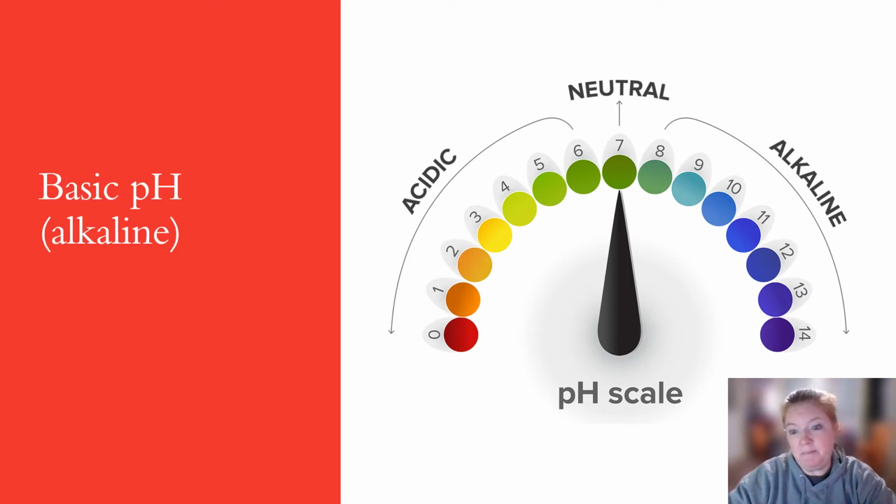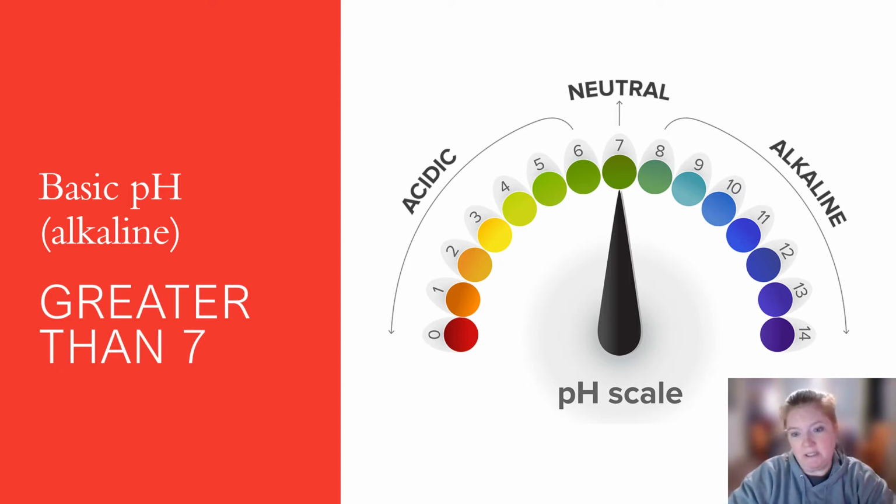And then a basic pH is also called alkaline. So of course, if it's an acid, it's acidic. If it's a base, it's basic or alkaline. Great. Another word to remember. Fantastic. Anyway, sorry, I digress. Basic pH or alkaline pH means it's greater than 7. Now that seems simple, right?